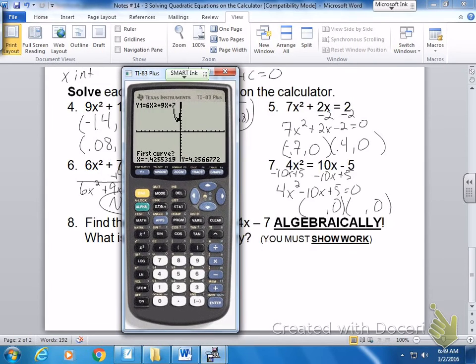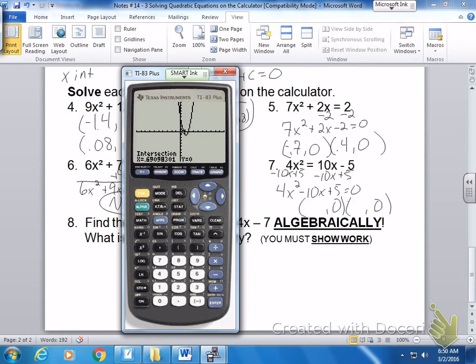Move it over here. Go to y equals, clear out your other equation. I have 4x squared minus 10x plus 5. I have my 0 in y2. There's my graph. I do have x-intercepts, so this one should work. I go to second trace, number 5. I get close to the first one, hit enter 3 times.